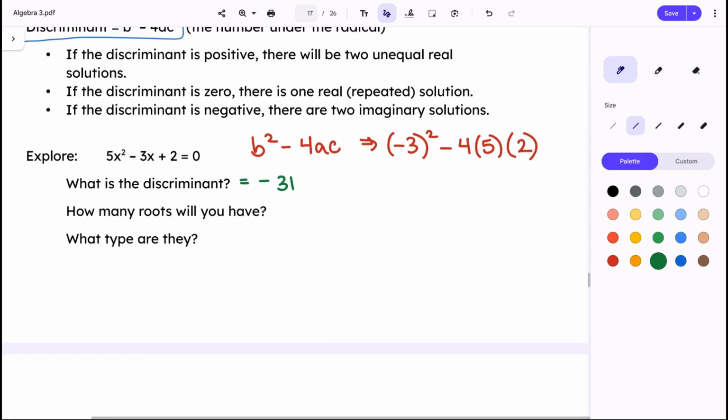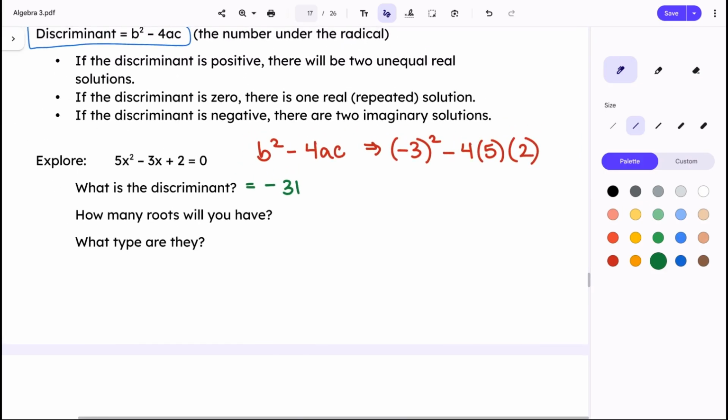Okay, then it says how many roots will you have? So we're going to look up here at those bullet points. The last one talks about if the discriminant is negative, then there are 2 solutions. So there's 2 roots. But what type are they? Imaginary. Because if I had that negative 31 underneath the square root, the only thing I'd be able to do with that is take out an i.